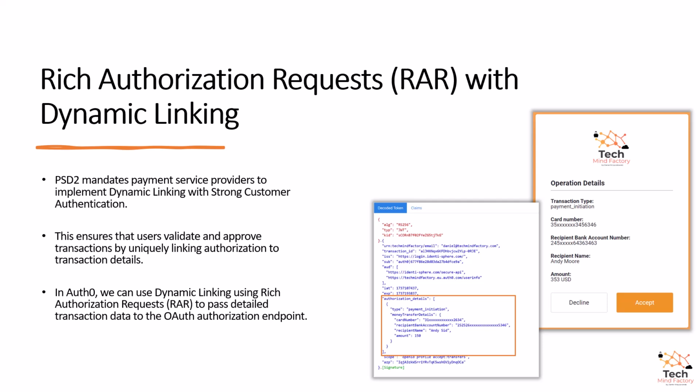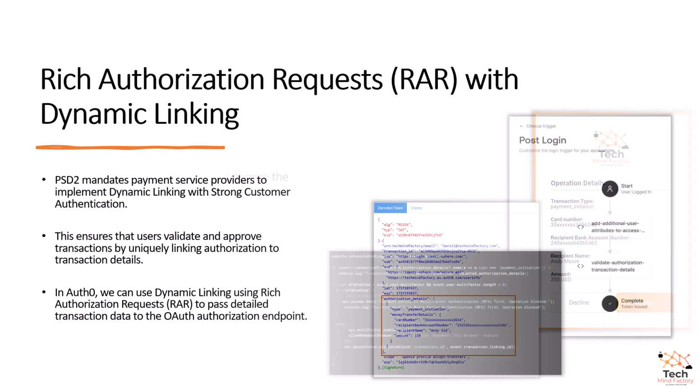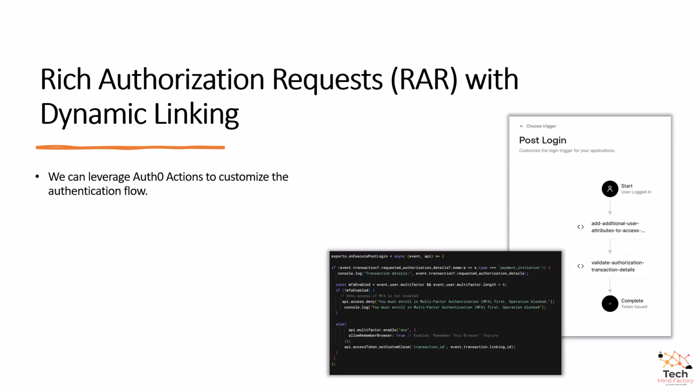So then application can call Payment API, for instance, and Payment API can look into the access token, extract money transfer details, and proceed with payment. Very powerful. And important fact is that when it comes to Rich Authorization Requests with dynamic linking, we can leverage Auth0 actions to customize the authentication flow. So as you can see on the right side, I have the post login trigger here, and I included validate authorization transaction details action here.